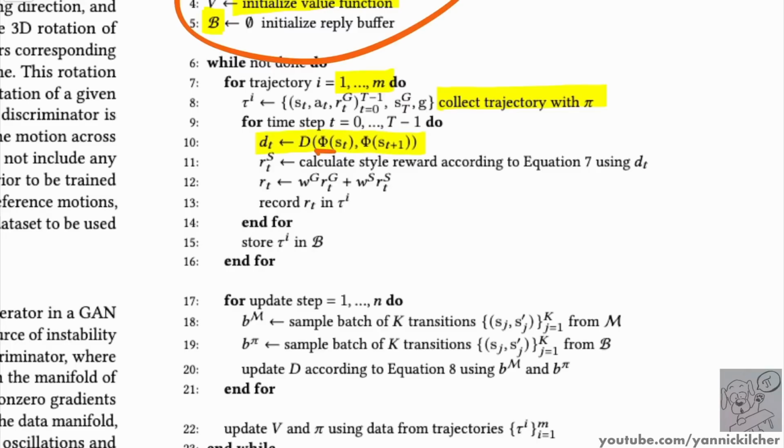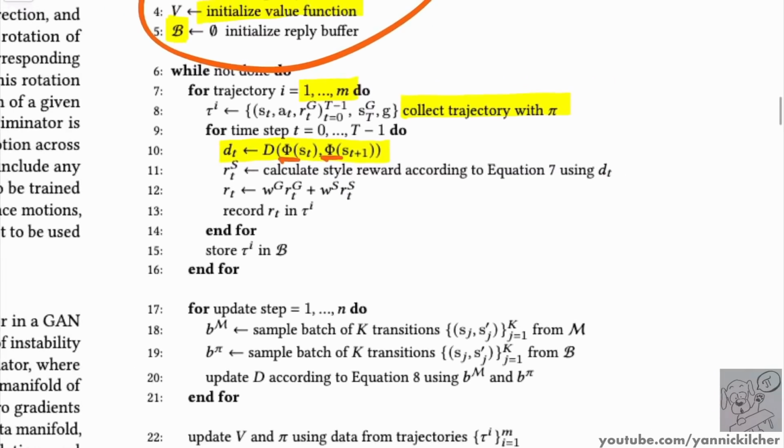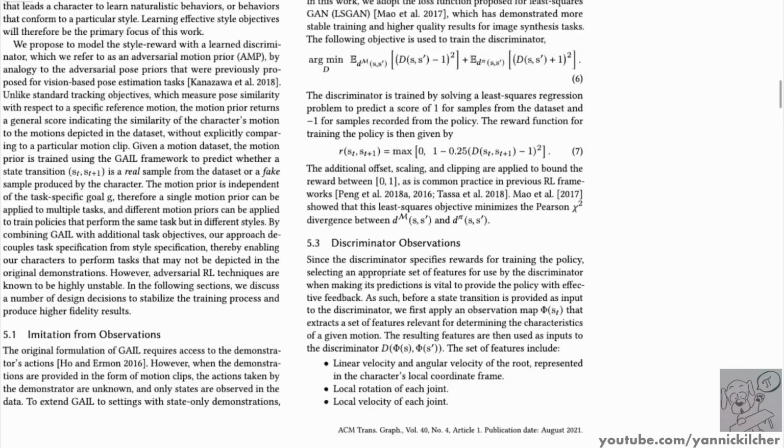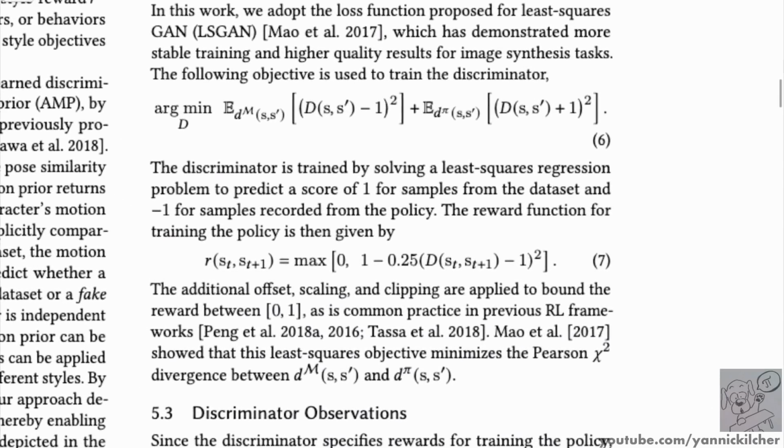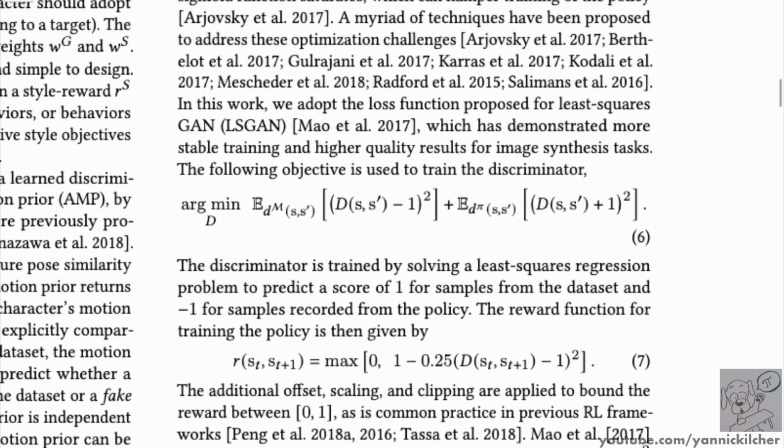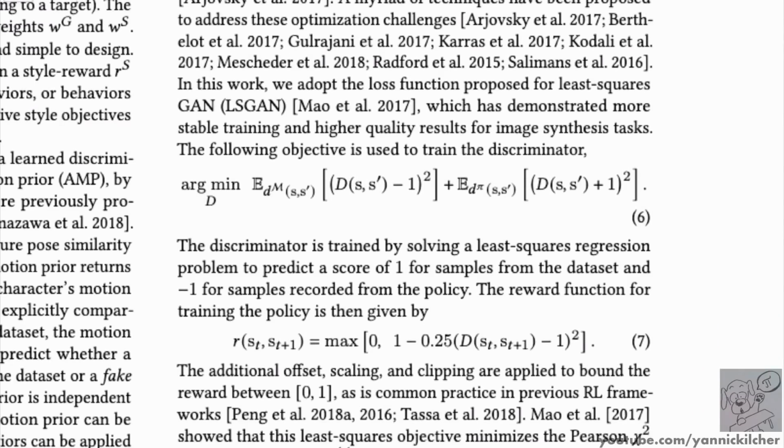Now this here is a feature function of the state. They have special feature functions which make this problem easier. There's a lot of expert knowledge going into how you build the features, how you represent the environment, and so on. So it's not quite trivial, but I don't want to go too much into that. You do calculate the style reward according to equation 7. Equation 7 is simply the discriminator. It's not the discriminator loss. So the discriminator loss is this thing right here.